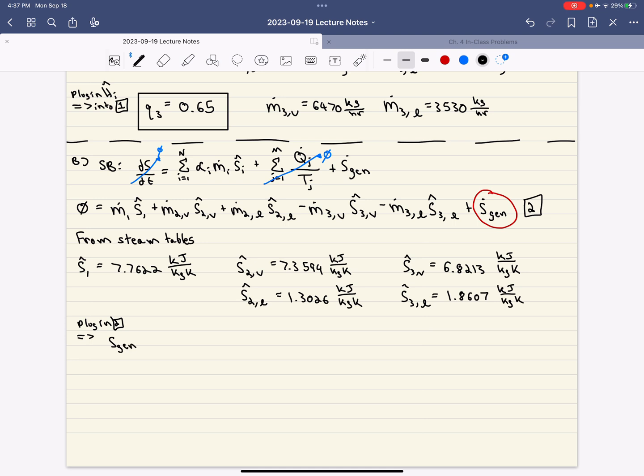And what we get is that Sgen is equal to 3864.4 kilojoules per Kelvin. Right? Calculated Sgen, we have the value, but what we could also say is that this value is greater than 0. And so this tells us that the mixing of 2 different steam streams into one stream is spontaneous and irreversible. Right? So this tells us that the mixing of 2 different streams is something that will happen naturally without additional input of energy.